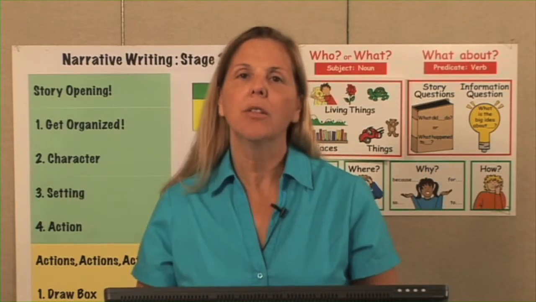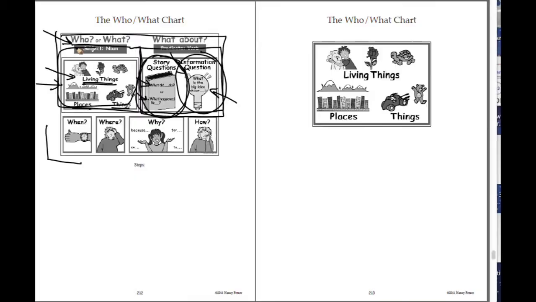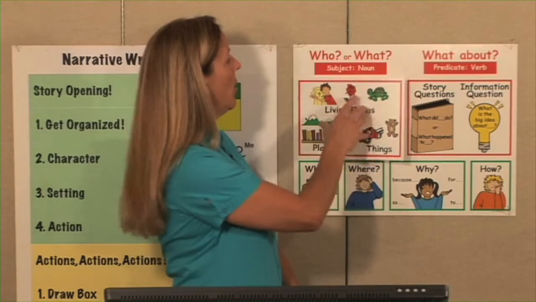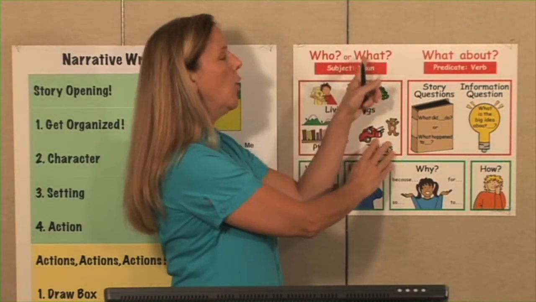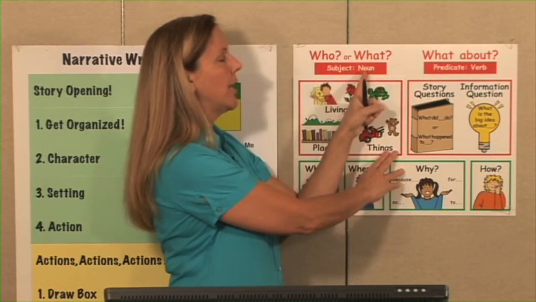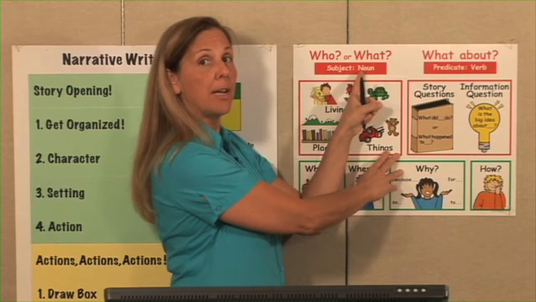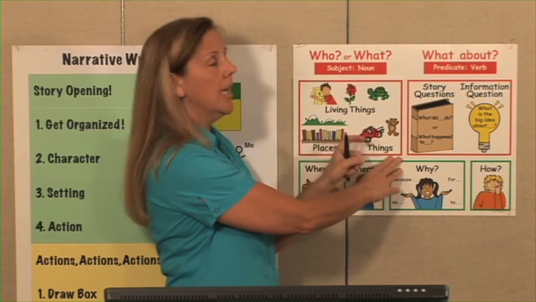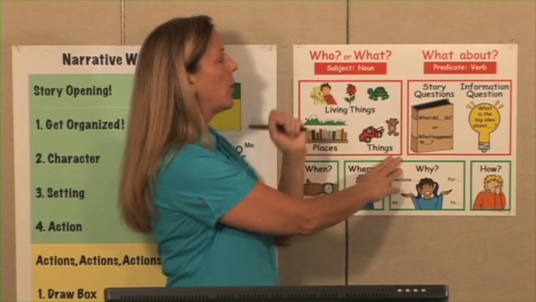We're going to look at the next part of this chart, which is a flap underneath. Now let's go over to our chart. So here we had what we just reviewed, the who or what, and then the what about. The who or what is our subject, and that's going to be identified by a noun, which could be a living thing, a place, or a thing. And we're asking students, who or what are we talking about?